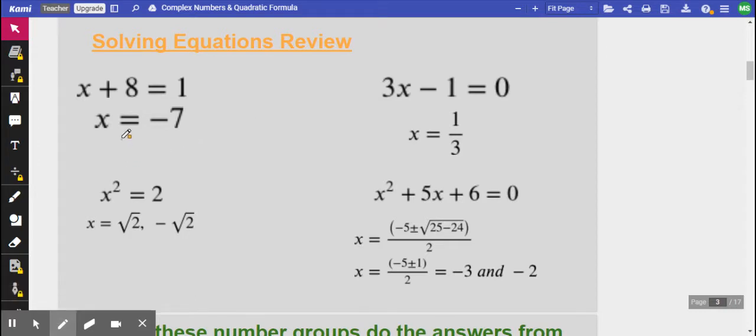So -7, well, we know that is an integer, so we could use that from that group of integers. 1/3 would be a rational number, so we use the rational number group. Square root of 2, negative square root of 2, those are both irrational numbers. And then we have -3 and -2. Those are both integers again as well.